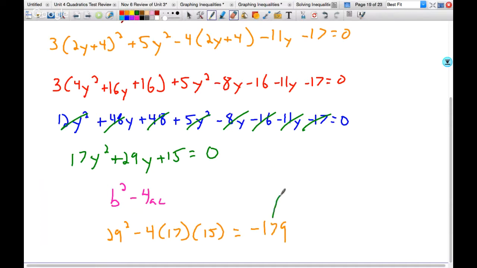So what I'll say here, negative discriminant means no solution.